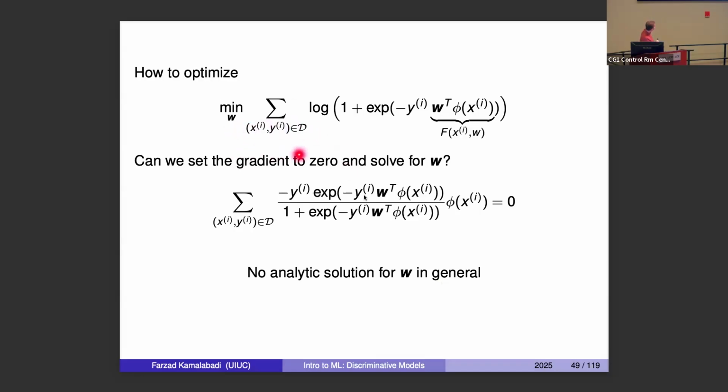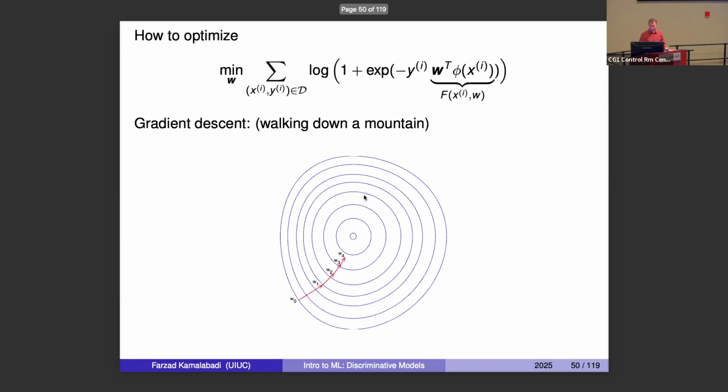Well, this is the minimization problem. We can take the gradient and set it to 0. You take the gradient of this function, you apply the chain rule, this is the form that you end up with, set it to 0, but we don't have an analytical solution. Okay? And so we have to do a numerical optimization, searching for the minimum in that function.